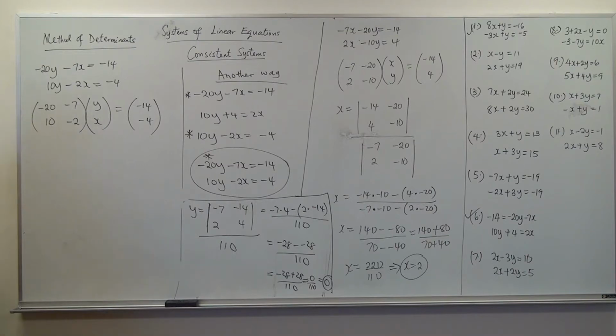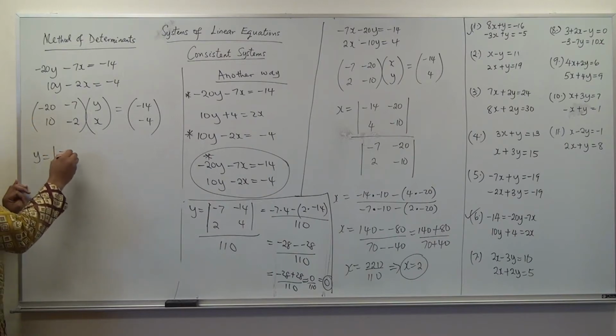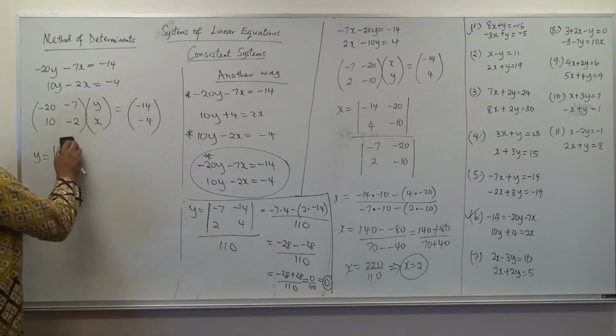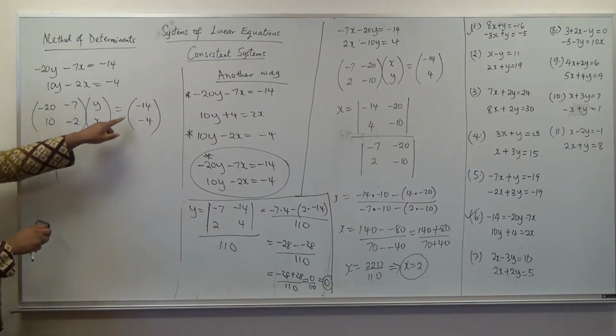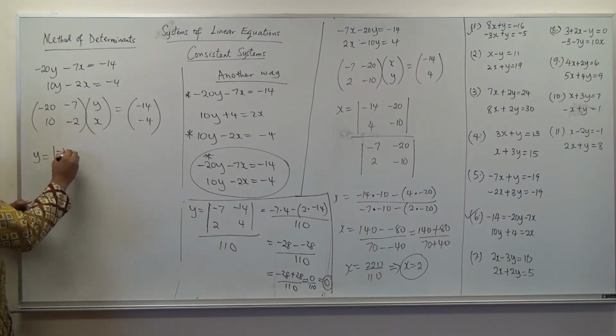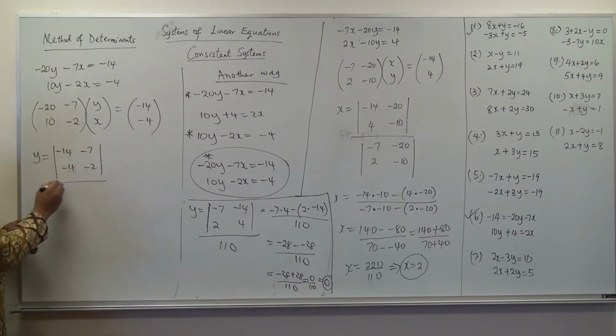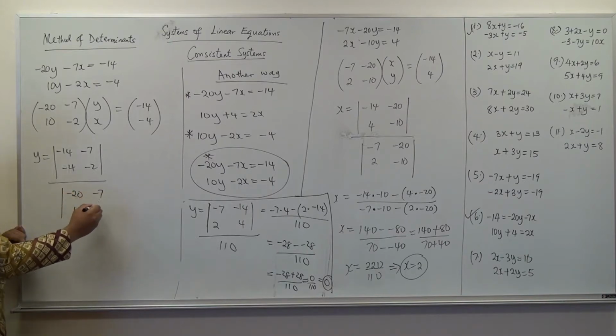Right? So this will now be what? y will be equal to the determinant of negative 20, 10. I'm sorry, this is for y, so you replace it with this: negative 14, negative 4, negative 7, negative 2, all over the determinant of negative 20, 10, negative 7, negative 2.